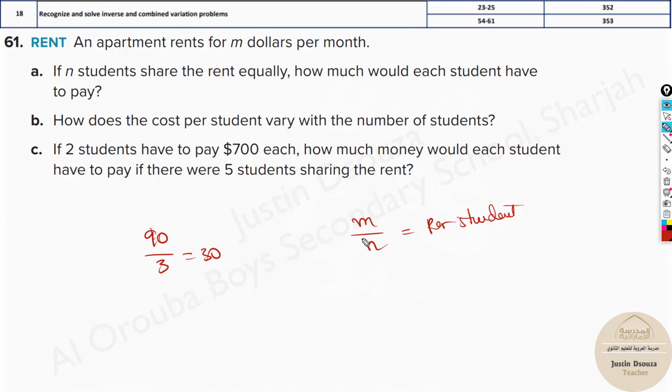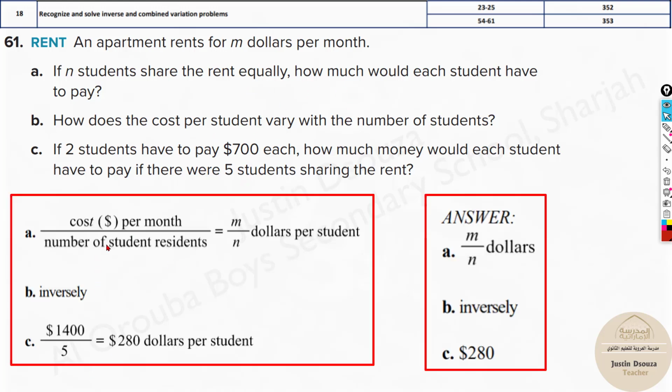The same thing. Total rent divided by the number of students, that is the per student cost. Now, how does it vary? It varies inversely, isn't it? So as the number of students increases, the cost per person will reduce. So you can see here it's written m by n. Why is it varying inversely? Because as the number of students increases, the cost reduces per student.